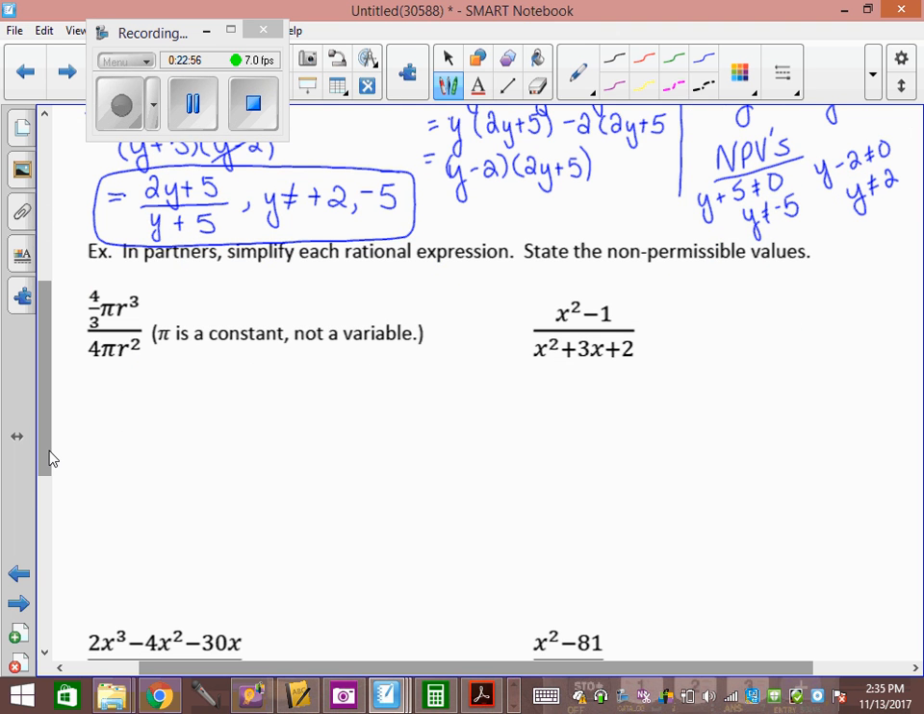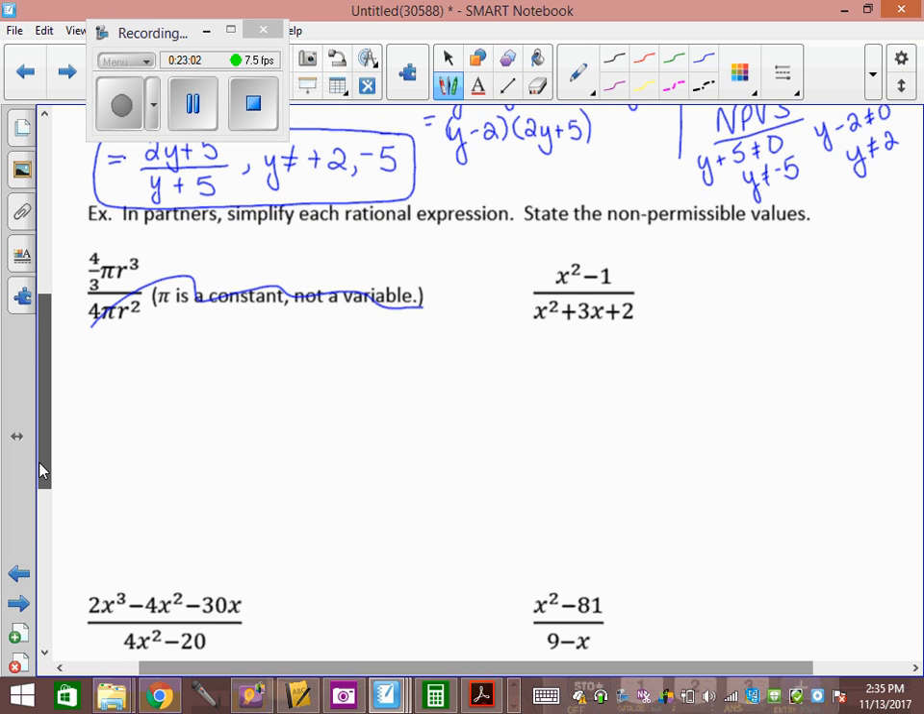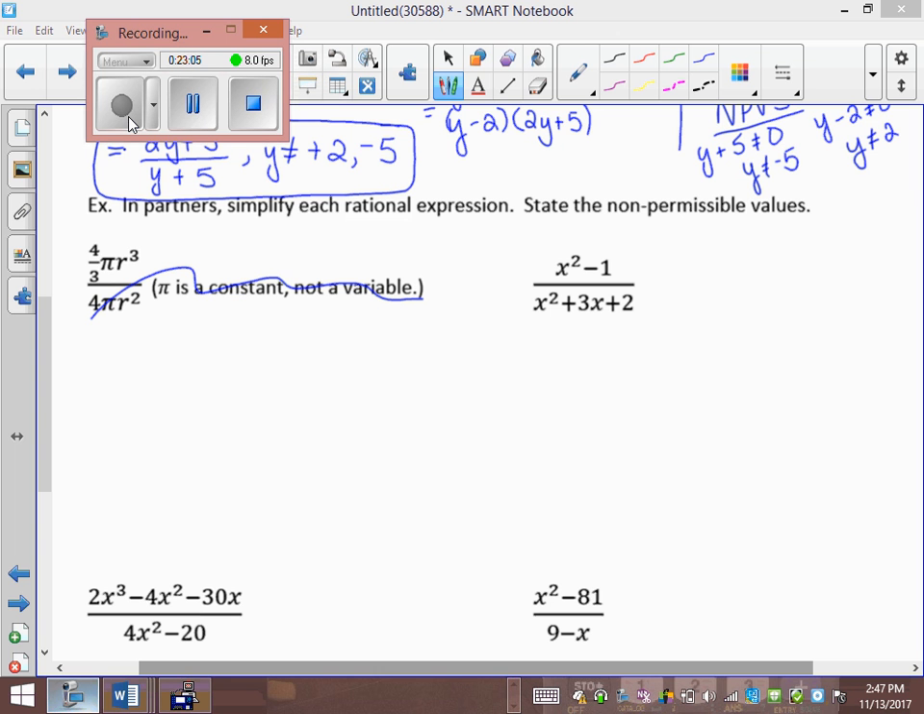We're going to ignore this one for now. We're going to look at these three. Go. Okay. So up here, it factors to x plus 1 and x minus 1. In the bottom, it factors to x plus 2 and x plus 1.